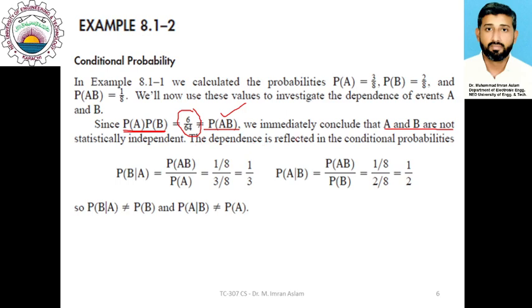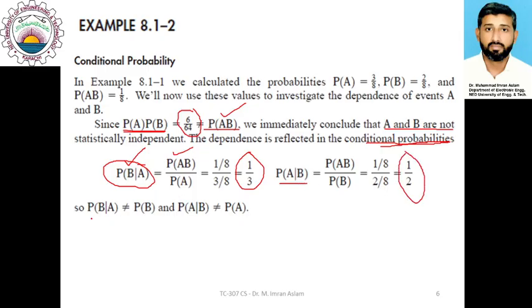Moreover, this independence is actually reflected from the conditional probability as well. If you calculate the conditional probability, you can see that probability of B given A is calculated as probability of A intersection B divided by probability of A, which comes out to be 1 by 3, and probability of A given B comes out to be 1 by 2.